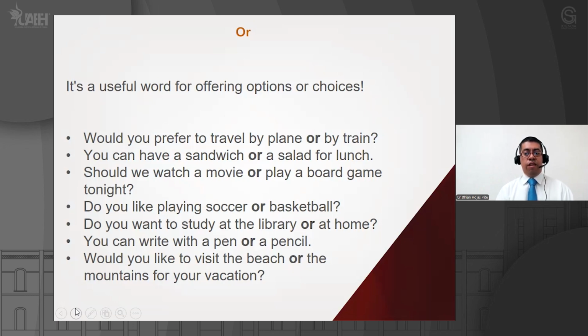Number 4, do you like playing soccer or basketball? Number 5, do you want to study at the library or at home? Which one is the best place for you to study? The library or at home? So, number 6, you can write with a pen or a pencil. When you're doing your exam, maybe you can use a pen or a pencil. And the last one right here. Would you like to visit the beach or the mountains for your vacation? Once again, there are two options presented to you, and you only have to choose one.